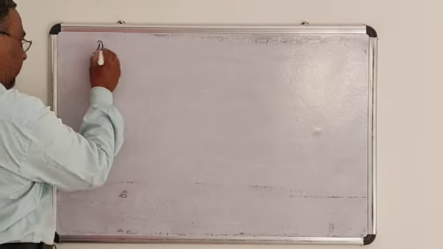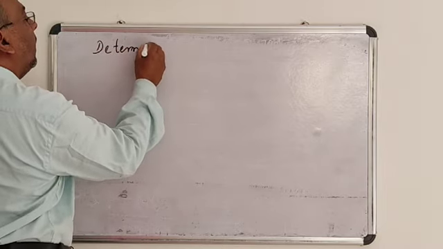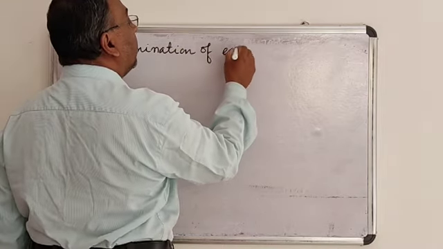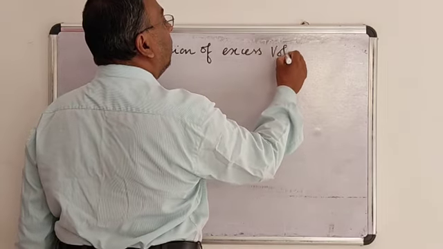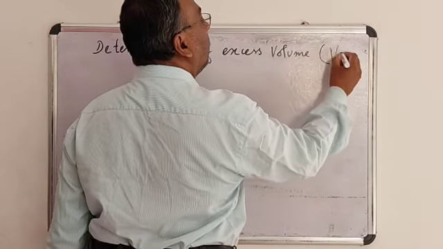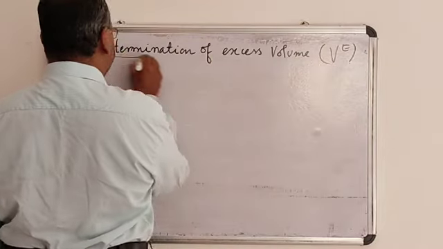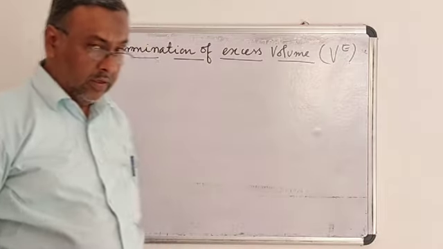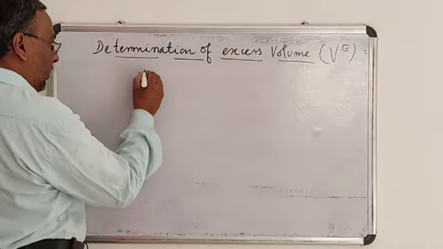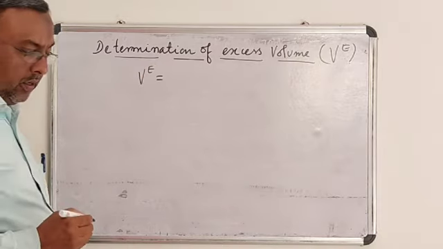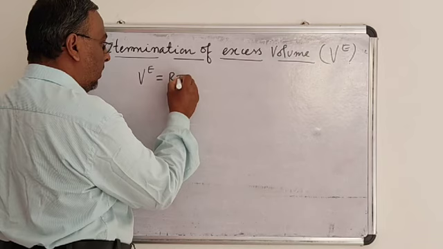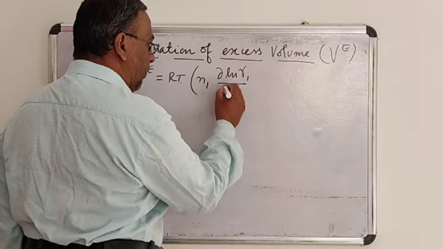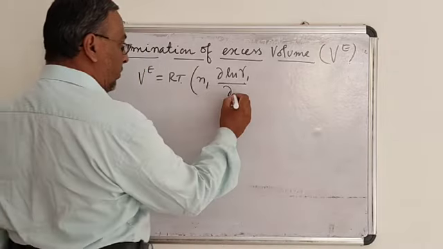See, determination of excess volume we have studied in the last class. What is the excess volume? The excess volume actually gives the variation of activity coefficient with respect to pressure.